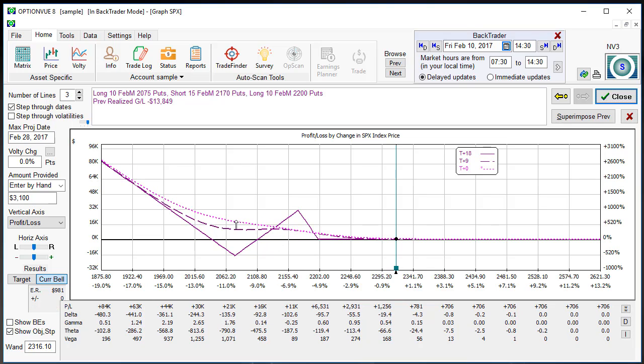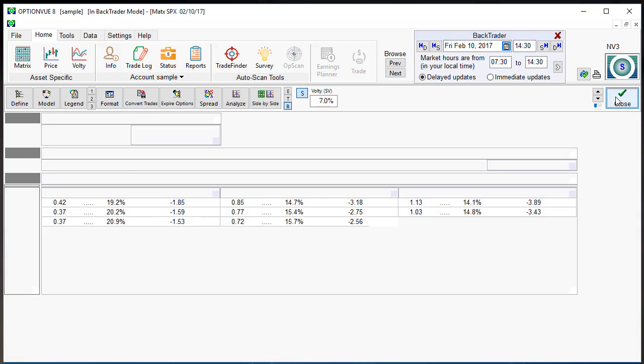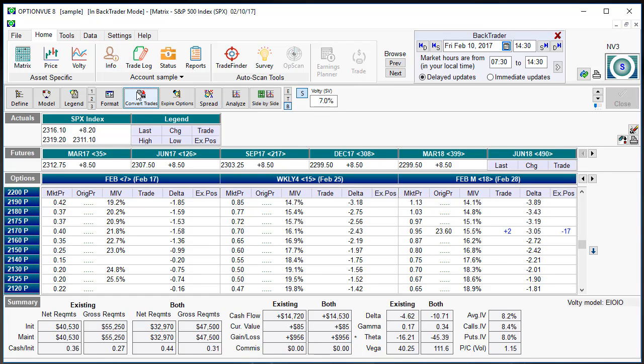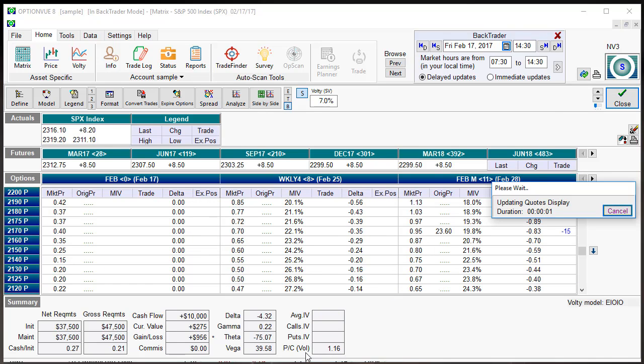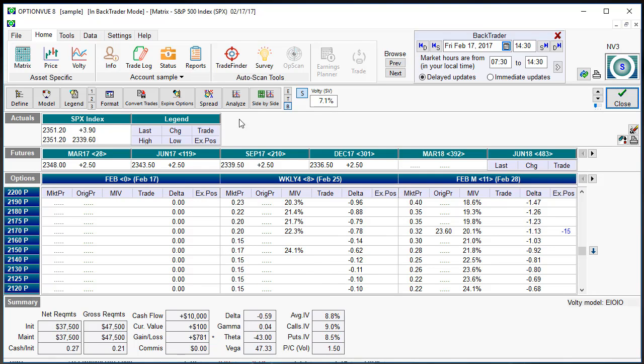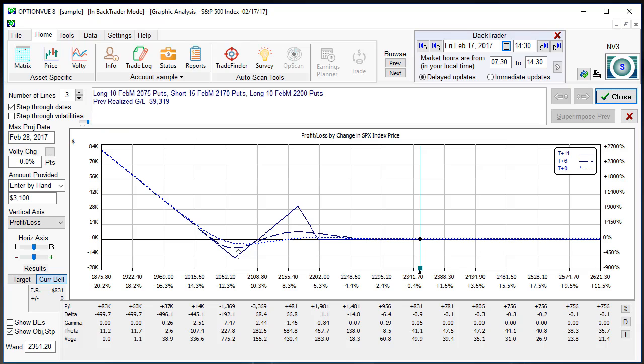Because the T+0 line, this dotted line right here, is what we trade. We don't trade the expiration graph. We trade this graph. So let's say we did that right there. Convert that. We roll forward another week into the future. We know we're locking in guaranteed profits to the upside. We still want to protect against potential black swan risk to the downside, right?